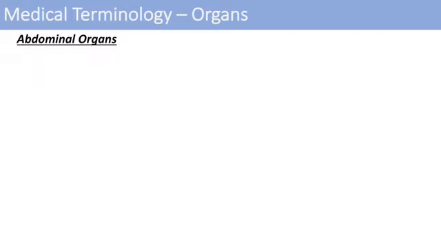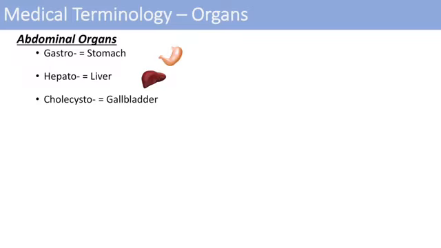The next organs I'm going to get into are the abdominal organs. So gastro for the stomach. Hepato for the liver. So you may have heard of hepatitis or hepatocyte. They all relate to the liver. One that you may not have heard of is cholecysto. That's for the gallbladder. Maybe you've heard of cholecystectomy, when you remove your gallbladder, or cholecystokinin, which controls gallbladder contraction.